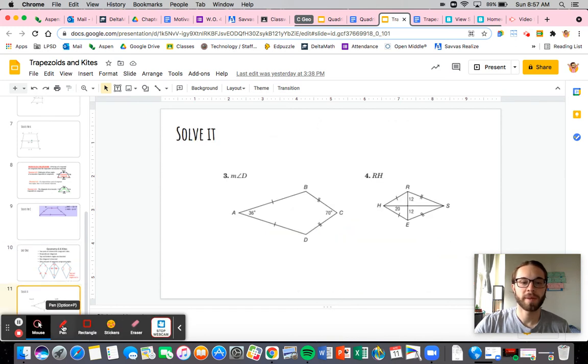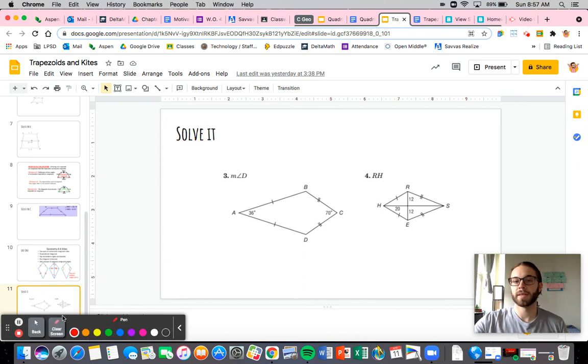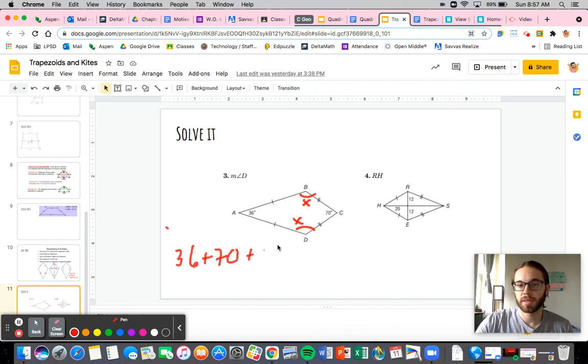All right, let's do a little bit of practice, and that'll be it. So what do we know about kites? Well, let's, again, take a look back. We're trying to find this angle right here. We know that these two are going to be congruent. So that means if I look at these two, they are going to be the same. So if I call this x, this is also x. What do we know about all quadrilaterals? They add up to 360. So 36 plus 70 plus x plus x.